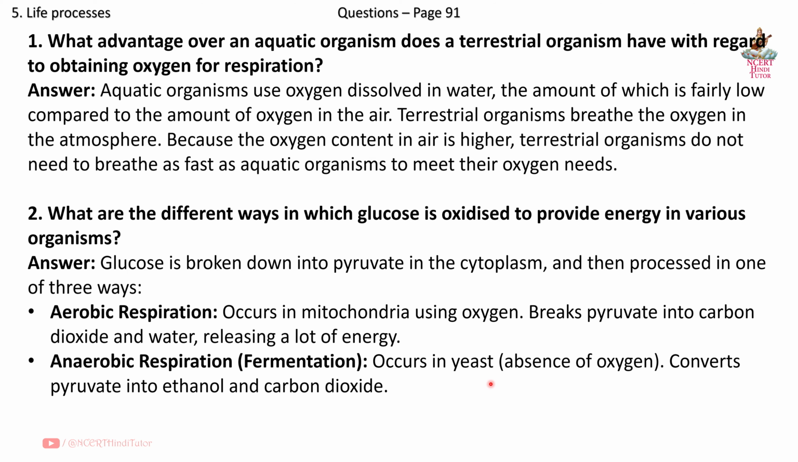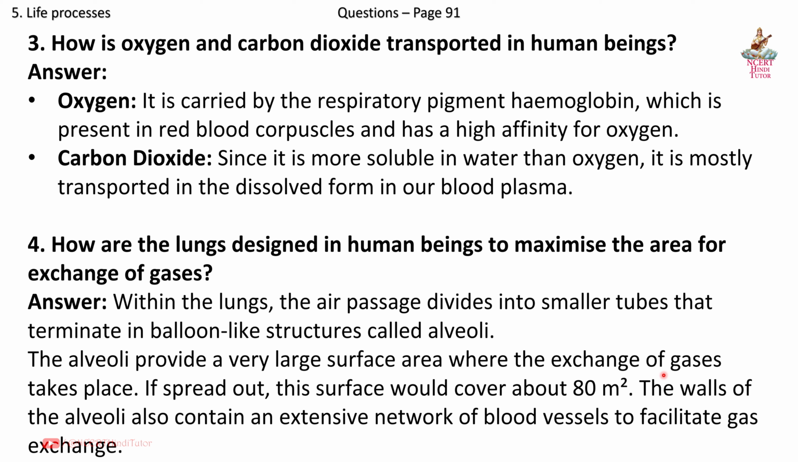Question 4. How are the lungs designed in human beings to maximize the area for exchange of gases? Answer. Within the lungs, the air passage divides into smaller tubes that terminate in balloon-like structures called alveoli. The alveoli provide a very large surface area where the exchange of gases takes place. If spread out, this surface would cover about 80 meters square. The walls of the alveoli also contain an extensive network of blood vessels to facilitate gas exchange.